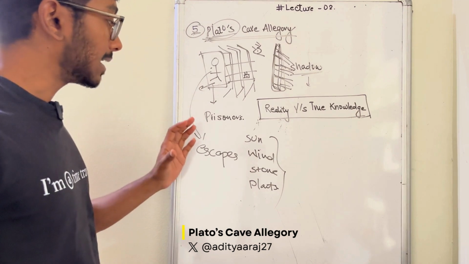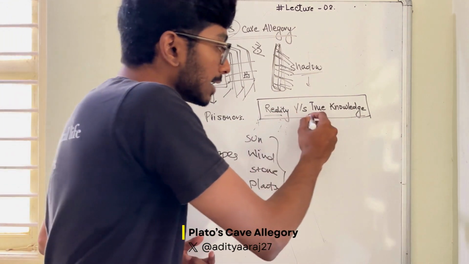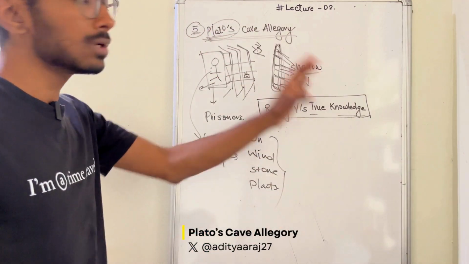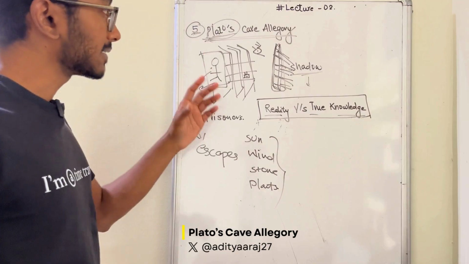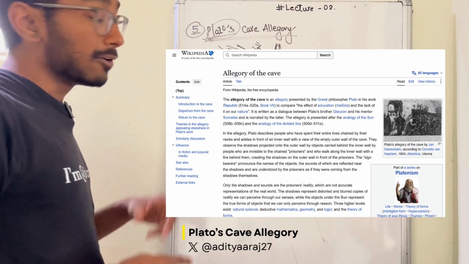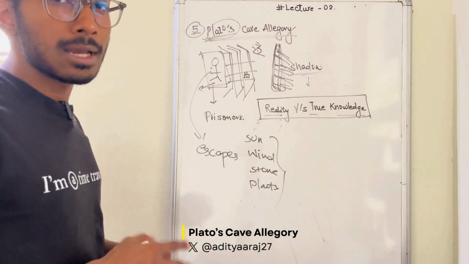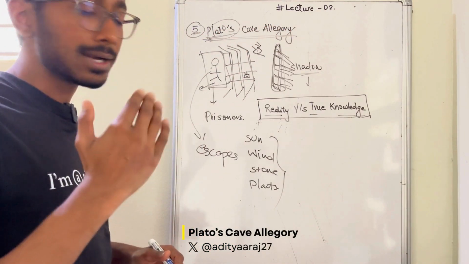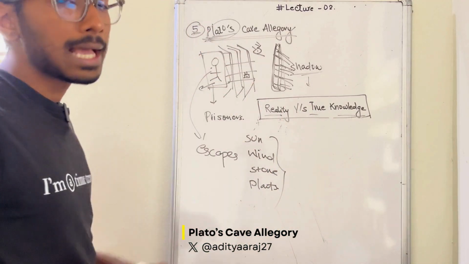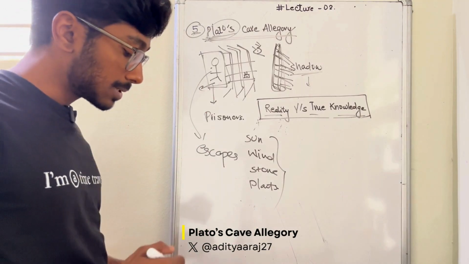Now what is happening is that there is a complete difference between reality and true knowledge, which is what Plato's cave allegory is trying to depict. So this was Plato's cave allegory. It's a very huge article. I'll link it below. It's from Wikipedia itself. They have explained very beautifully what Plato's cave allegory is. But the entire concept is about understanding the difference between reality and true knowledge. That's the whole concept of Plato's cave allegory. I hope you've understood it, and I'll move to the next concept.